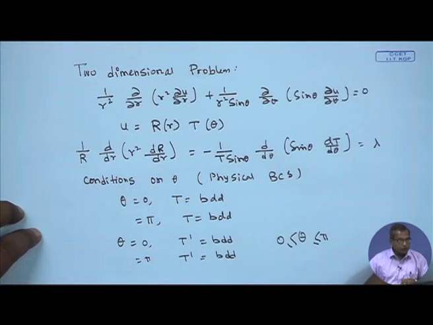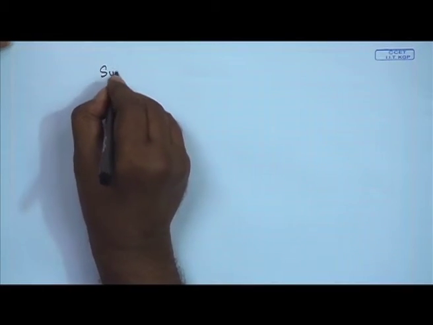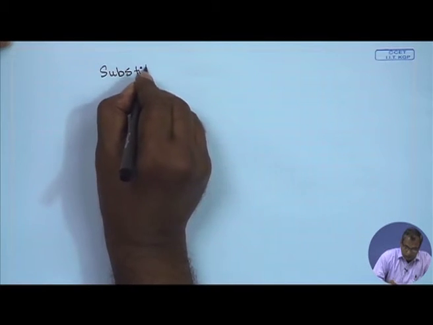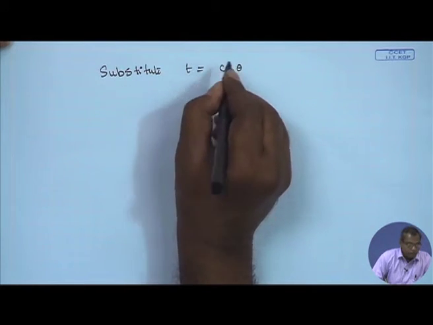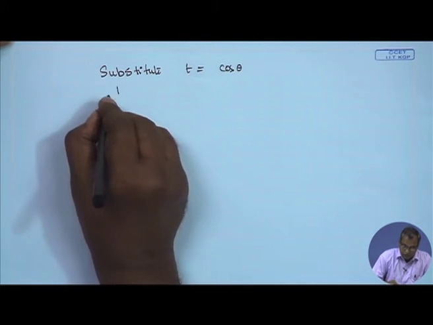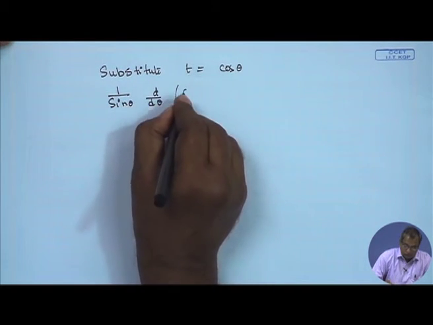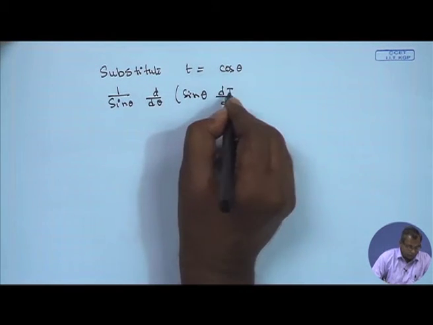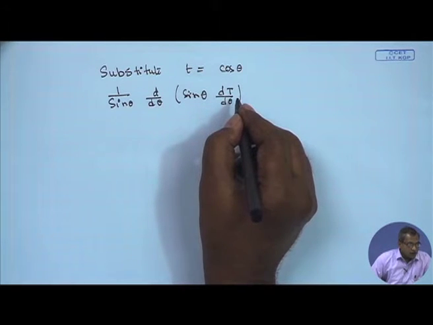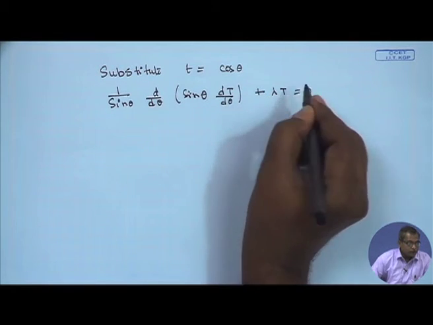Okay. So, next we will be substituting small t equal to cosine theta and see what we get. If we substitute small t equal to cosine theta, let us see what we get. 1 over sin theta d by d theta of sin theta dT d theta plus lambda T will be equal to 0.